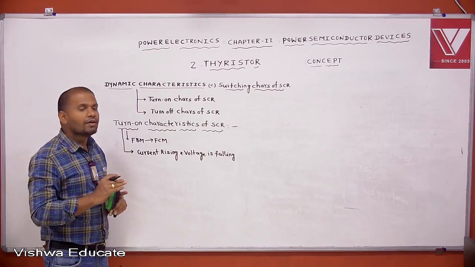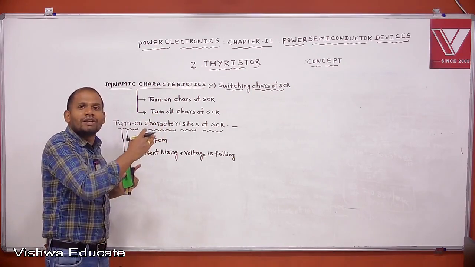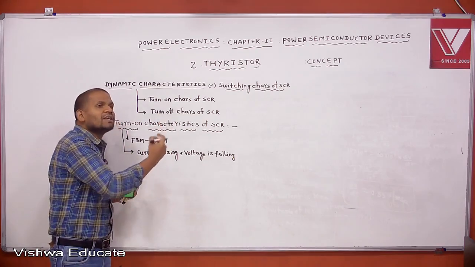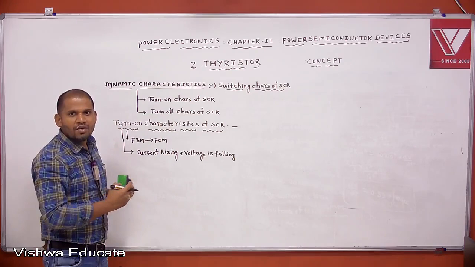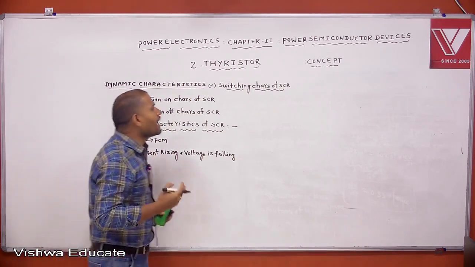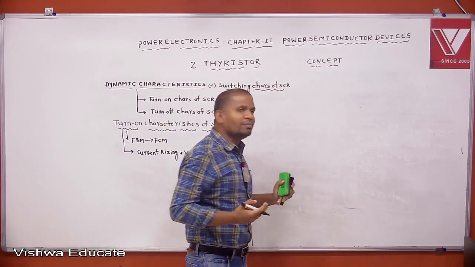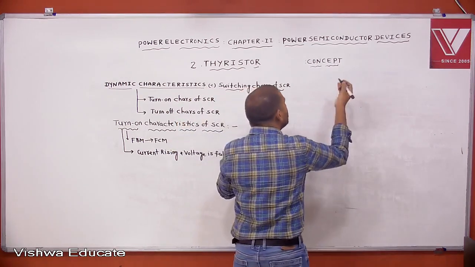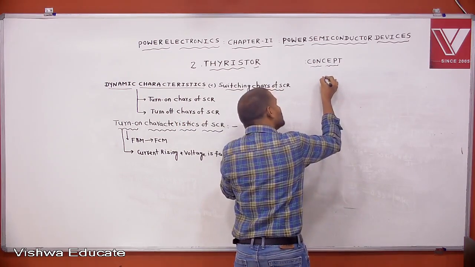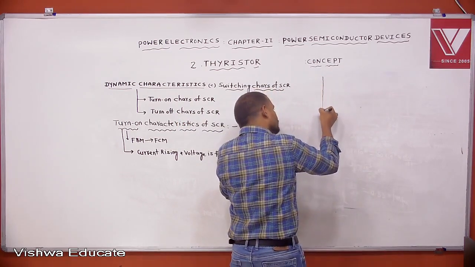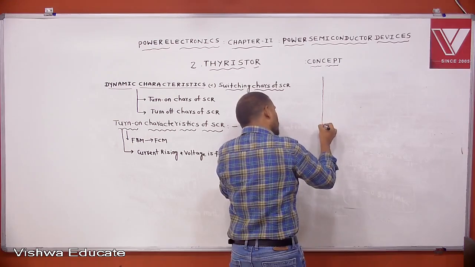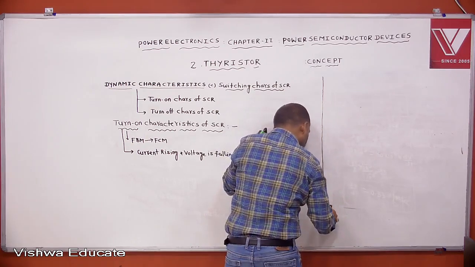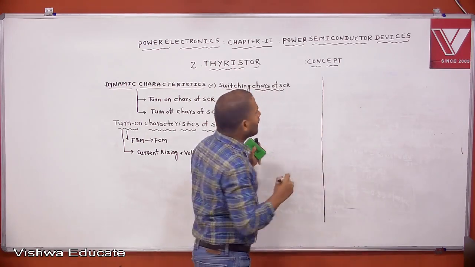Clear? First, I want to draw the total turn on characteristics of SCR. Then I will explain the significance of each characteristic. First, you list out the turn on characteristics of an SCR. From that, I want to list out the significance of each. This is the total turn on characteristics of an SCR. You list out these characteristics.